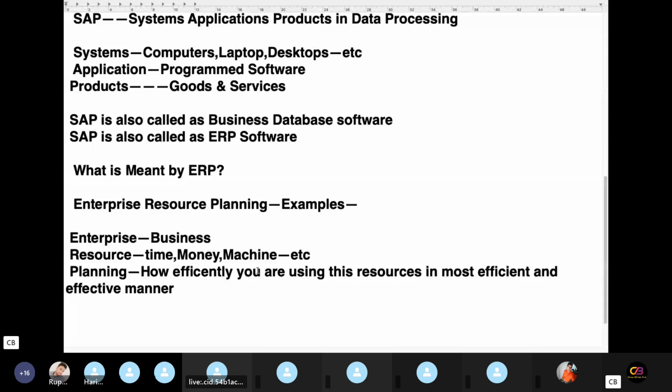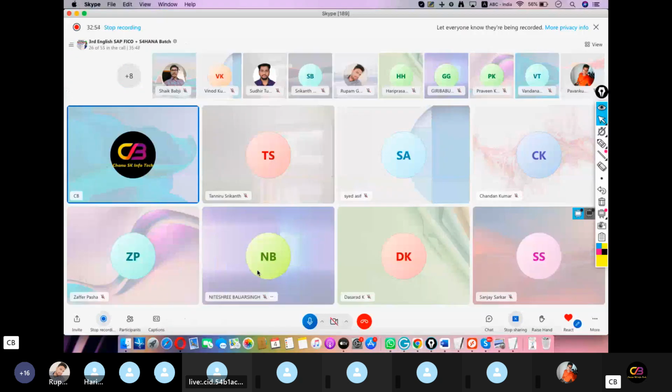Okay, and reporting is very flexible. That's the reason SAP became number one in the market. Number one ERP in the market. Earlier, Oracle was also number one, so it crosses many times. Okay, business perspective.